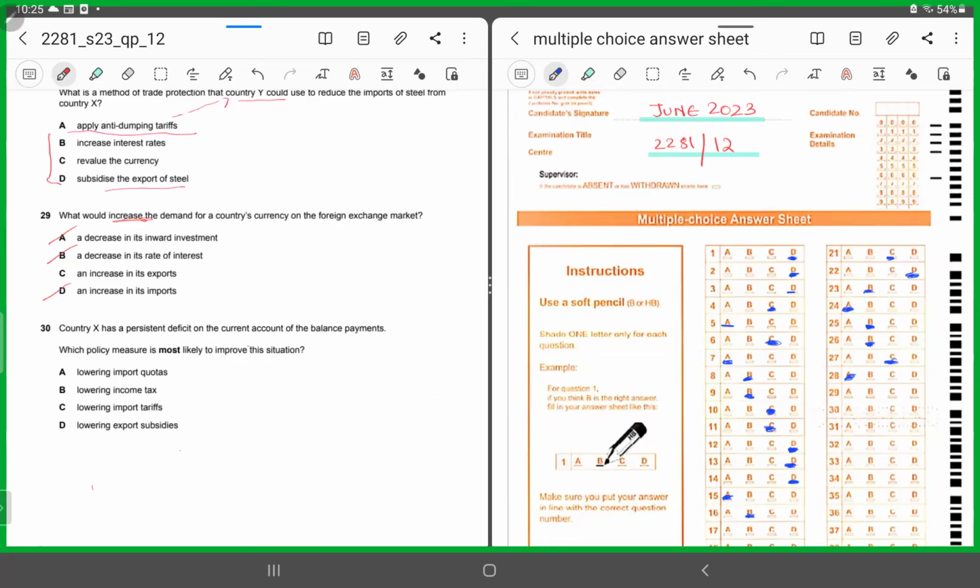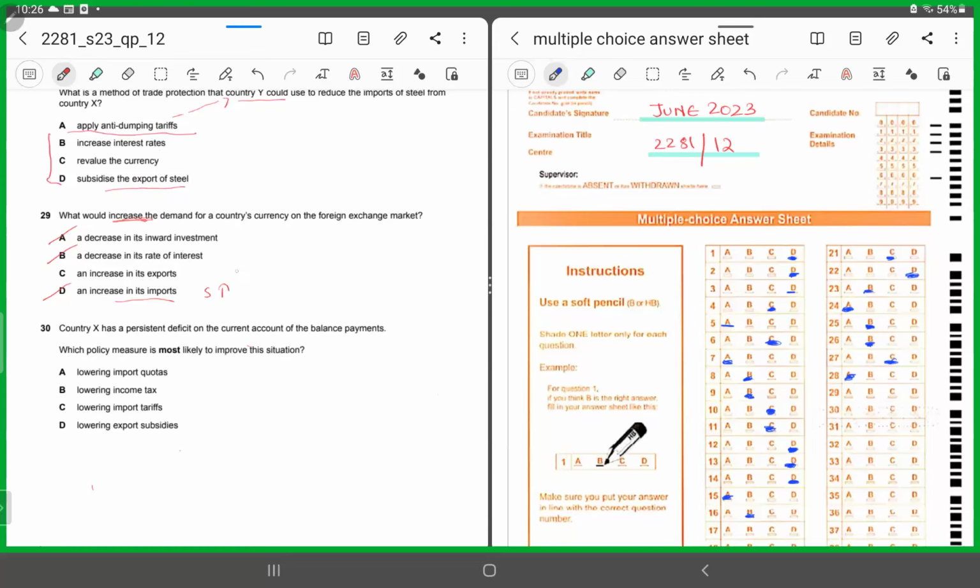C says an increase in its exports. Yes, if there would have been an increase in its exports... D has to do with the supply of the country's currency. If there would have been a rise in your imports, the supply of your currency would have been increasing. It has nothing to do with the demand for a country's currency. The supply of your currency would have been trading more to get hold of, let's say, dollars if you are buying more imports from the US.